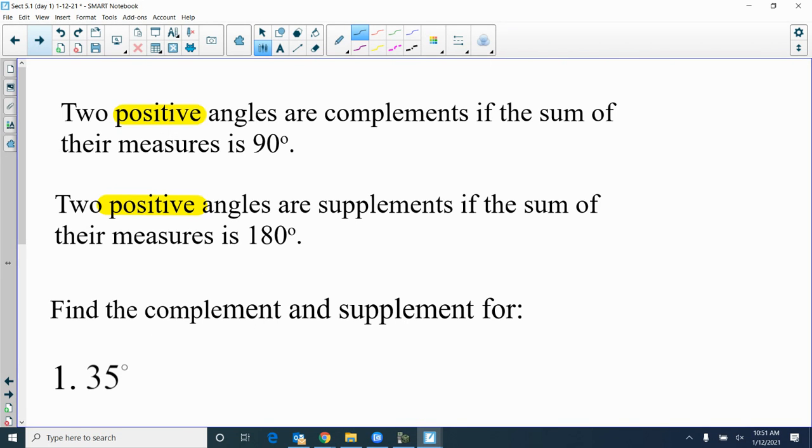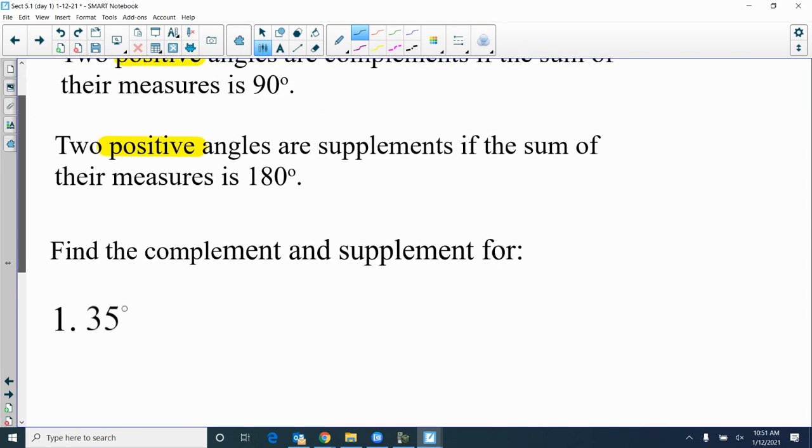All right, last thing here for today. Complements and supplements. Like I said, there's just a ton of stuff in this section. Two positive angles are complements if the sum is 90 degrees. Two positive angles are supplements if their measures add up to 180 degrees. I've got the word positive highlighted for a reason. Find the complement and supplement for 35. The complement would be 90 minus 35, which is 55. The supplement would be 180 minus that. What is that, 145?